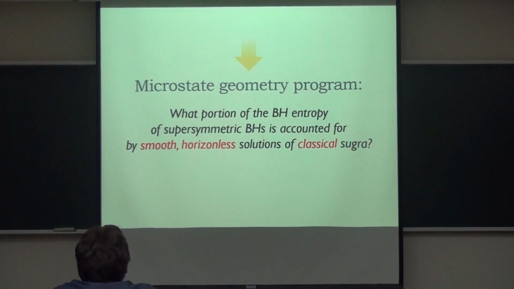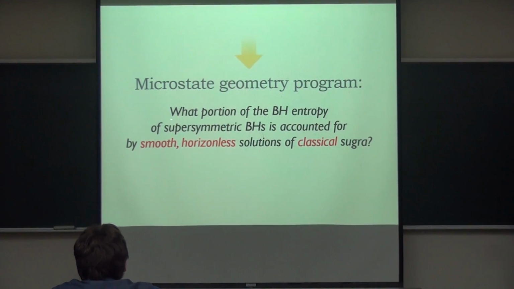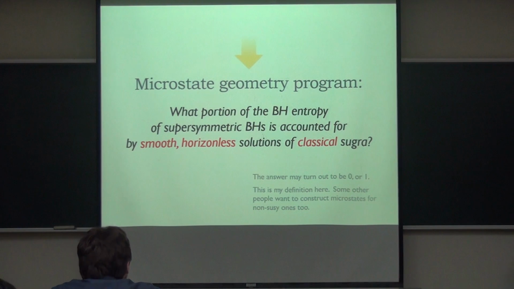Okay, so the microstate geometry program is asking what portion of the black hole entropy of supersymmetric black holes is accounted for by smooth, horizonless solutions of classical supergravity. This is the version of the microstate geometry program that I want to talk about here. The answer may turn out to be 0 or 1. Either way, it's interesting. And this is my definition here in these talks. Some other people want to consider microstates for non-supersymmetric black holes as well, but here I only focus on these.